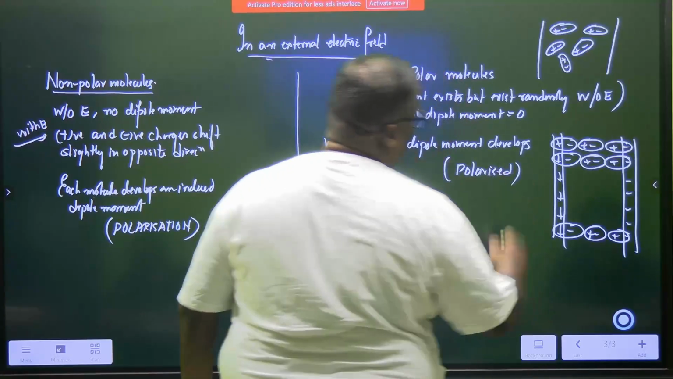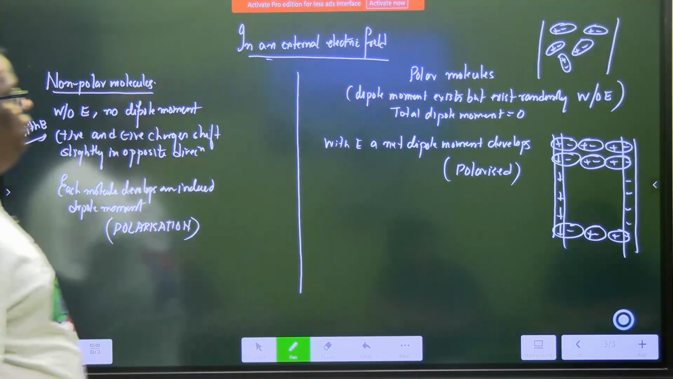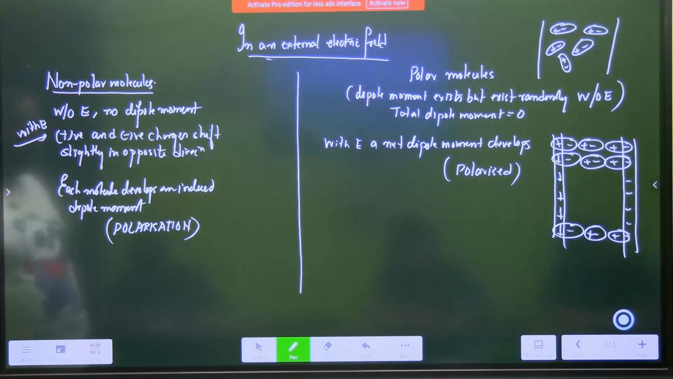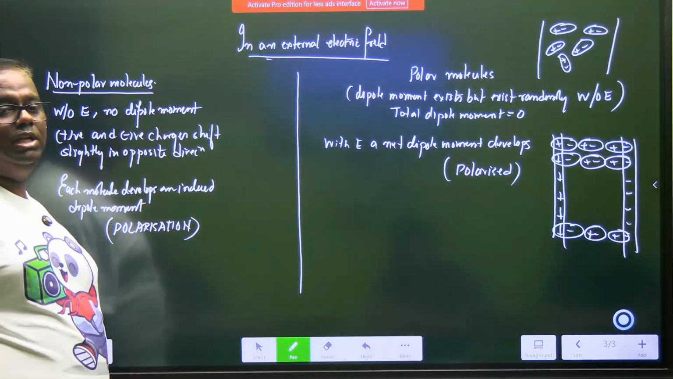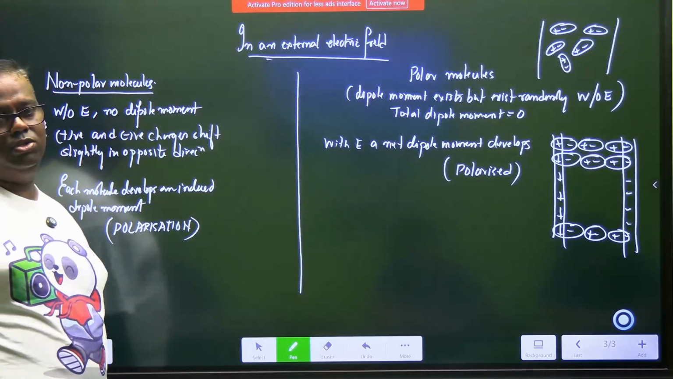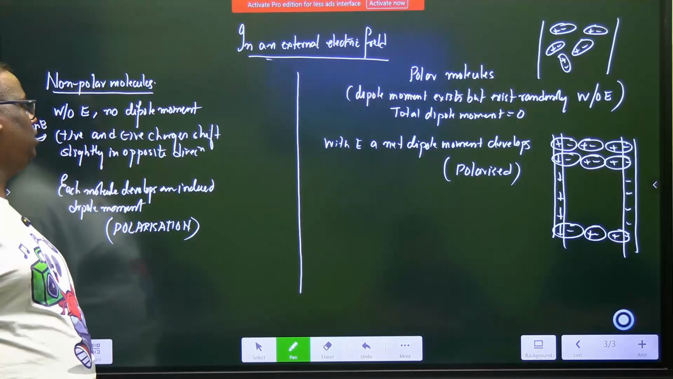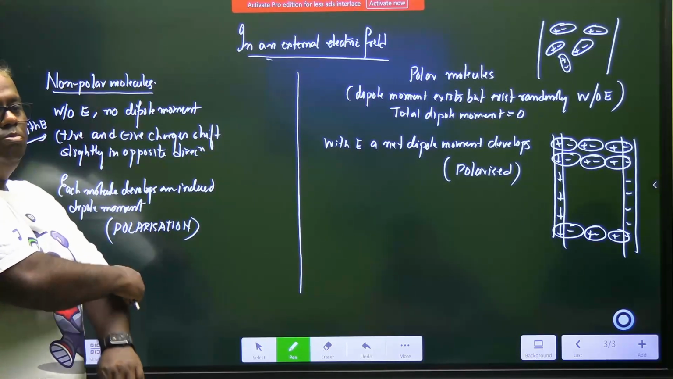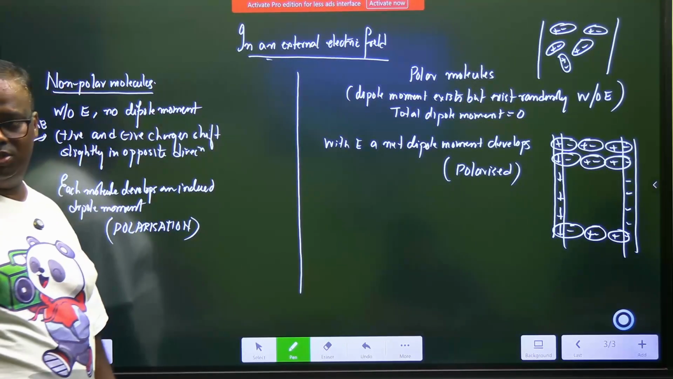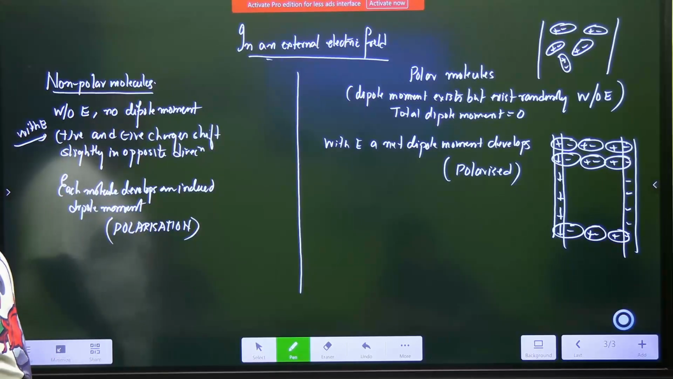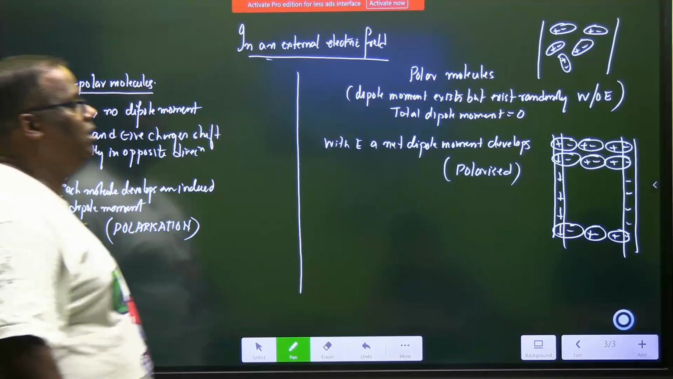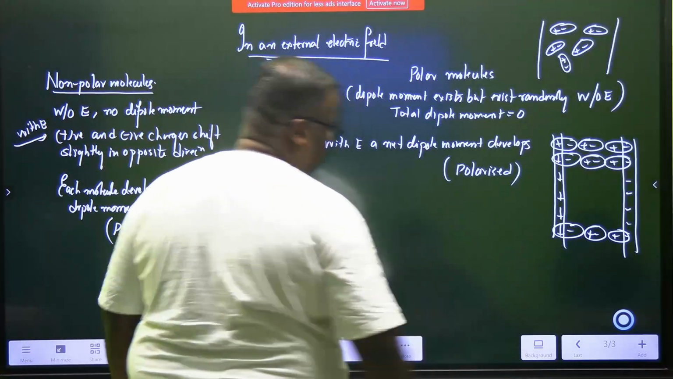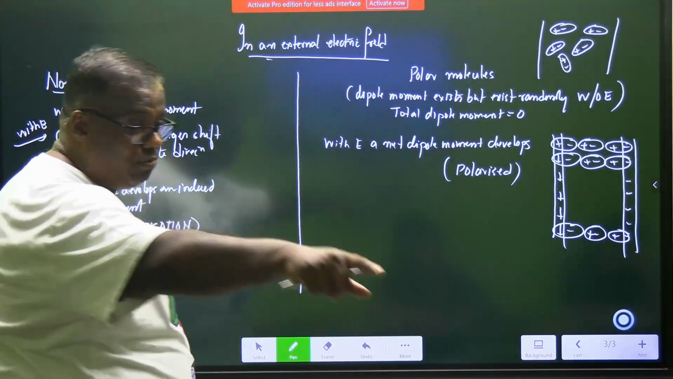So what is the inference you develop? If you apply an external electric field to a dielectric, you can always polarize it, whether the dielectric is polar or non-polar. Non-polars did not have any dipole moment. Polars had a dipole moment which was random. I applied an electric field. I can create an induced dipole moment here also. I can create an induced dipole moment here also. That's why you wrote in your first column.